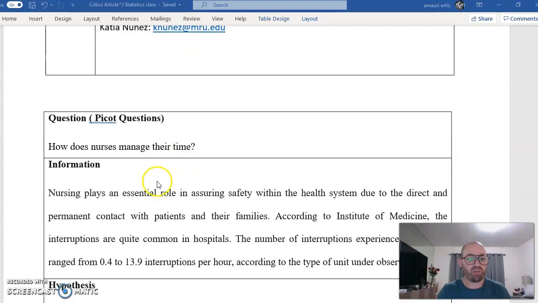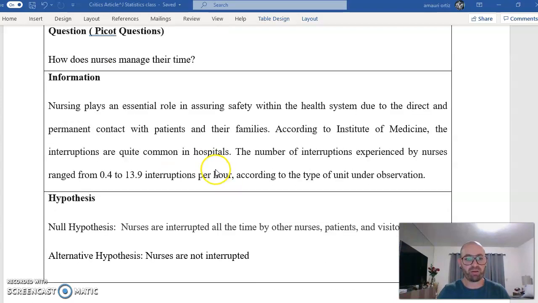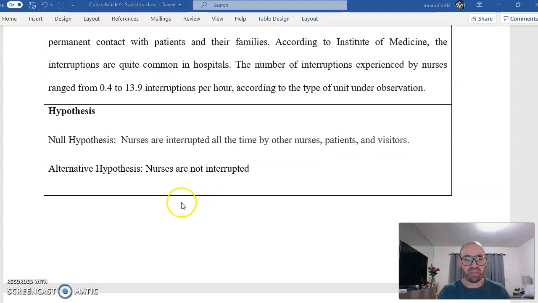The big question is how do nurses manage their time? The information: nursing plays an essential role in assuring safety within the health system due to the direct and permanent contact with patients and their family. According to the Institute of Medicine, interruptions are quite common in hospitals. The number of interruptions experienced by nurses ranges from 0.4 to 13.9 interruptions per hour, according to the type of unit under observation. The null hypothesis is that nurses are interrupted all the time by nurses, patients, and visitors. The alternative hypothesis is that nurses are not interrupted.